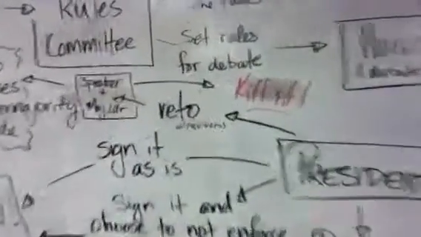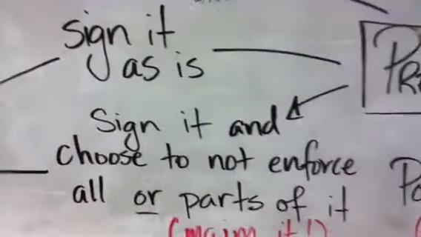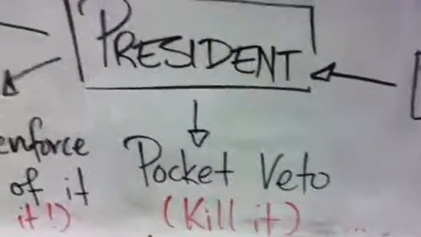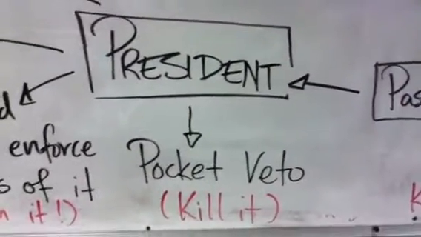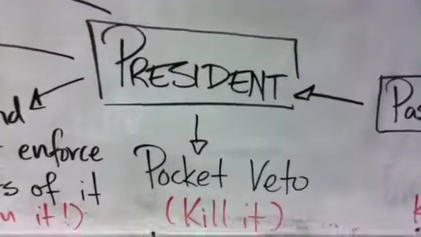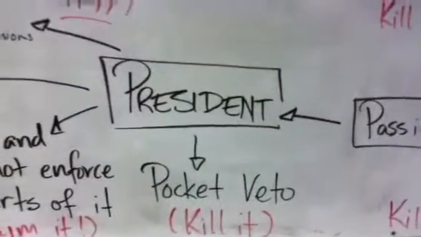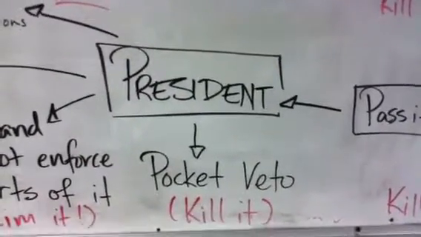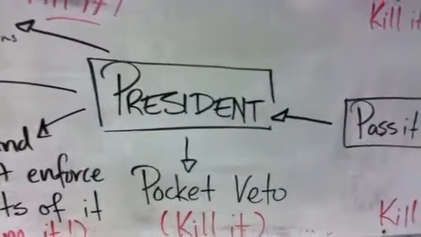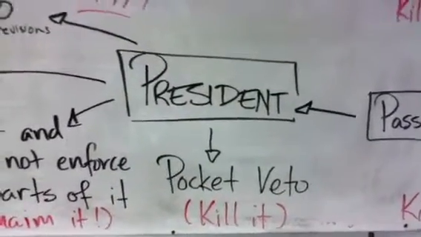He's got veto. He can veto it. He can sign it as it is. He can sign it and choose not to enforce all or parts of it. Or he can do what's called a pocket veto. A pocket veto takes place generally at the end of each congressional term when Congress is out to take a 10-day recess. And if the bill is put on the president's desk and it sits there and does nothing for 10 days, it's effectively a veto. He does not have to veto it. He does not have to offer suggestions to it. It just is vetoed, right, while Congress is not there.